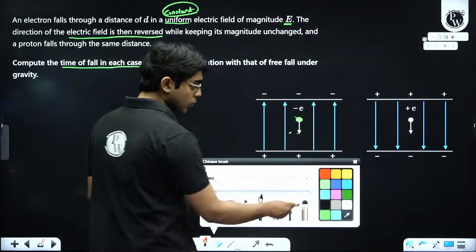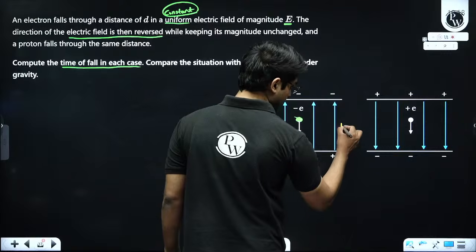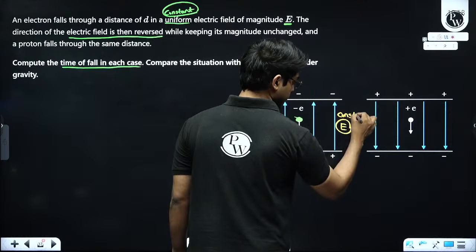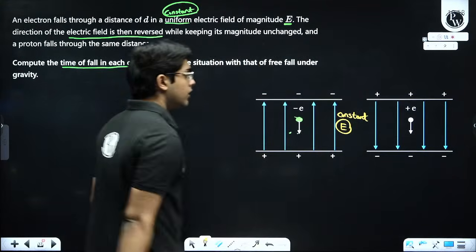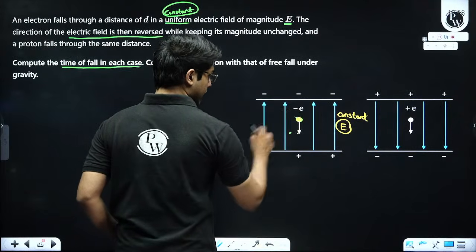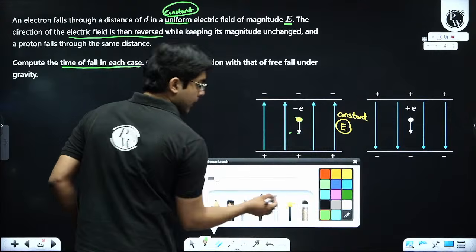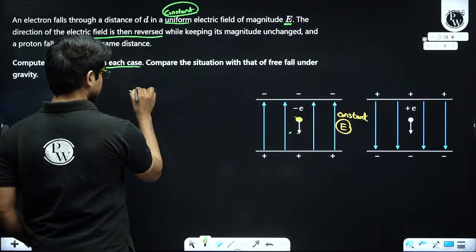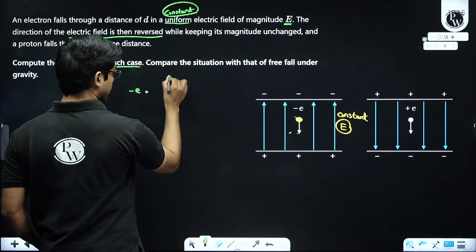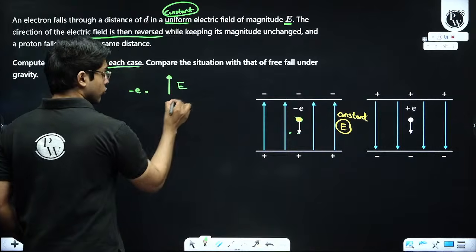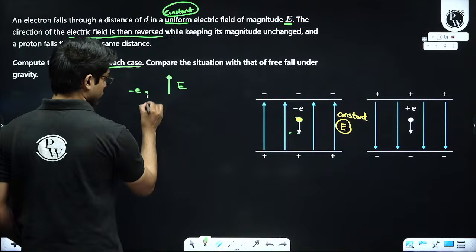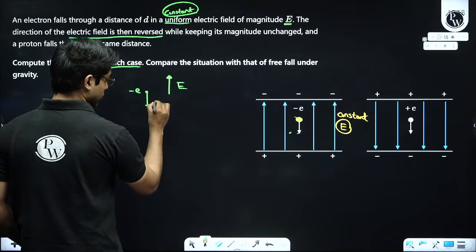Now in the first question, we have an electron placed in an electric field. These blue lines that they are showing are the electric field, and they have said that it is constant. So if the electric field is constant and we throw an electron inside, the electron is a negatively charged particle, right? So what will be the direction of force? The electric field E is acting upwards. So the force on the electron will be downwards because it's a negative charge.